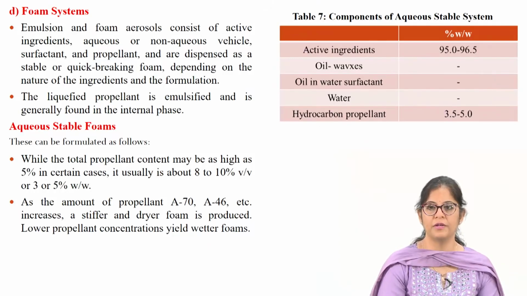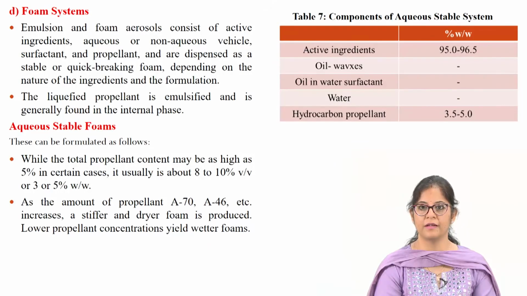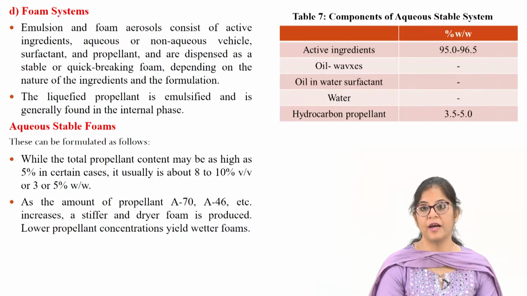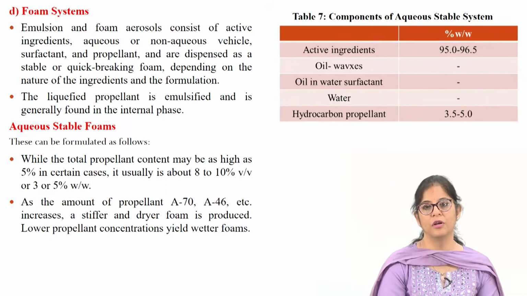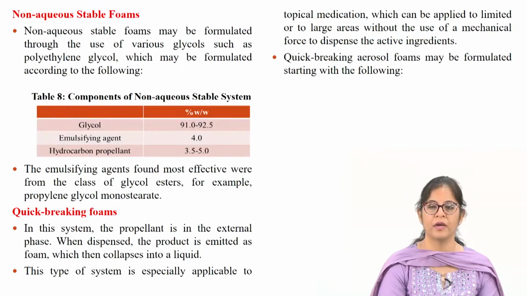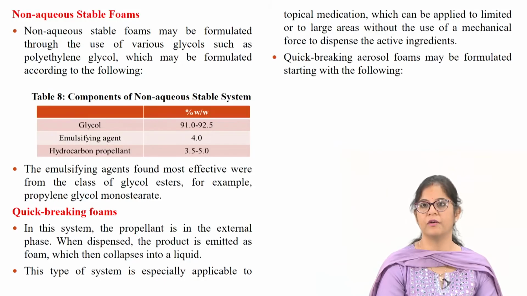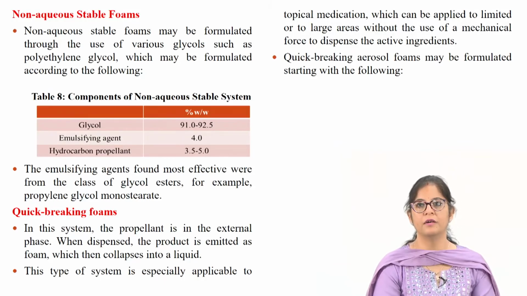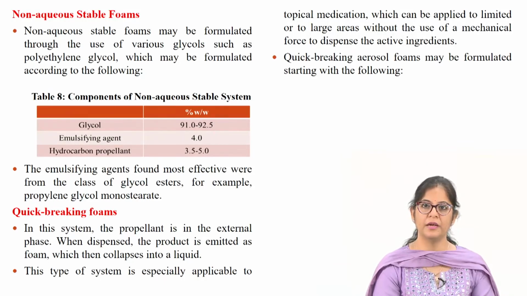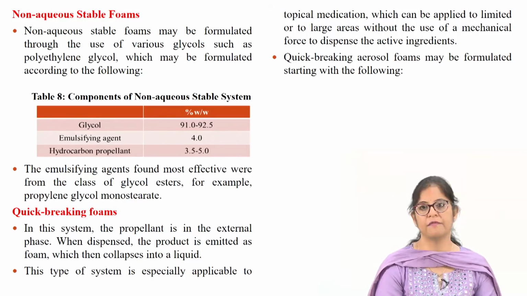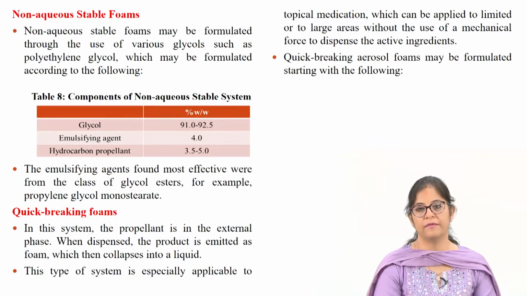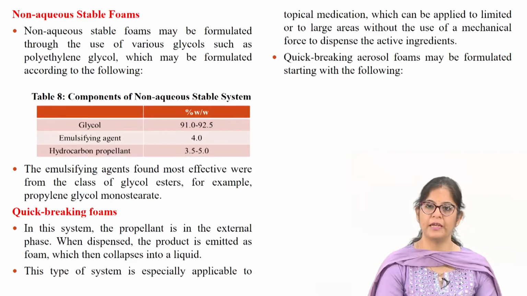As the amount of propellant A70 and A46 etc. increases, a stiffer and drier foam is produced. Lower propellant concentrations yield wetter foams. Non-aqueous stable foams are formulated through the use of glycols such as polyethylene glycol, which can be formulated as given. The emulsifying agents found most effective are from the class of glycol esters, for example, propylene glycol monostearate.